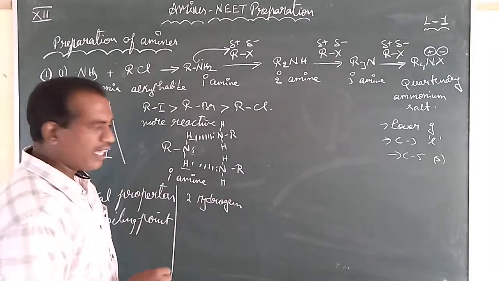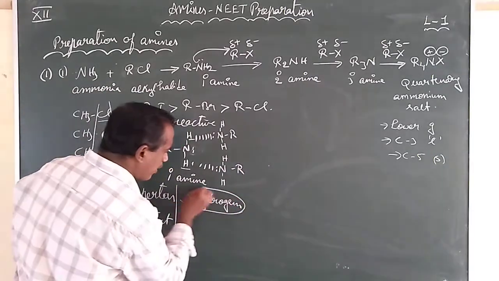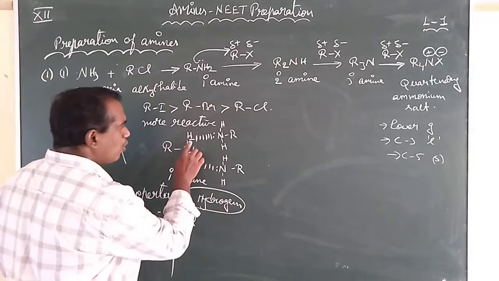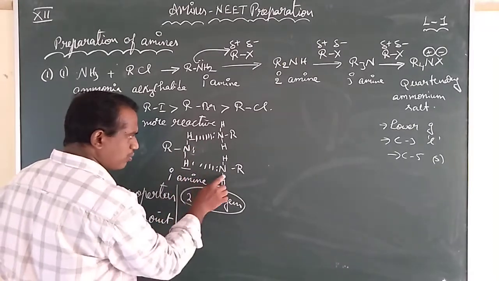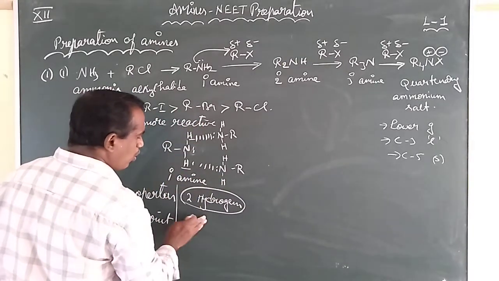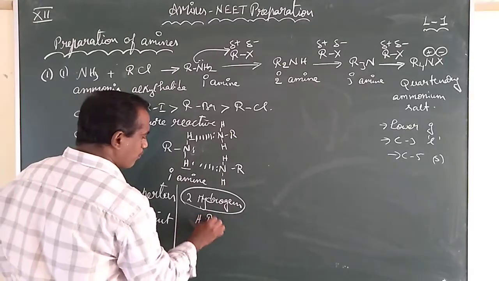Primary amine, due to the presence of 2 hydrogen atoms, is involved in one hydrogen bonding, and a second hydrogen bonding with this. Its lone pair will be involved with some other bonding. So hydrogen bonding will be more.